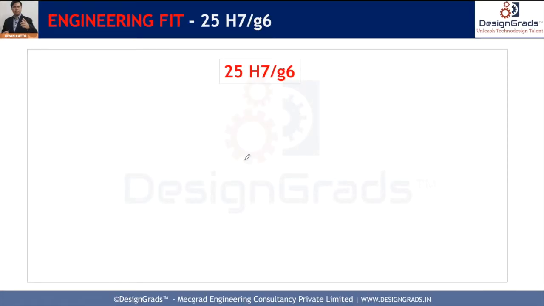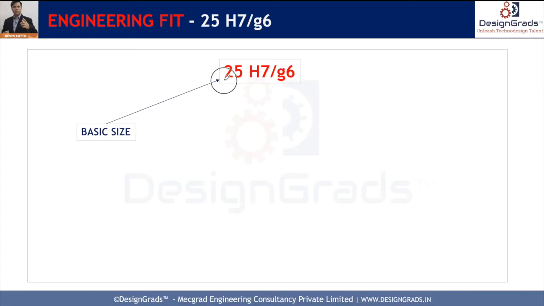25H7G6. So what are these 25, H, 7, G and 6 values all about? 25 represents the basic size. Now what is the basic size? Basic size is the size of hole and shaft which are in an engineering fit, and they are equal values before we apply tolerances on them. So why do we apply tolerances on them? So that we get different engineering fits.